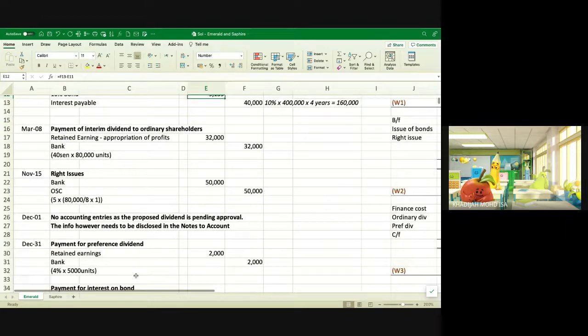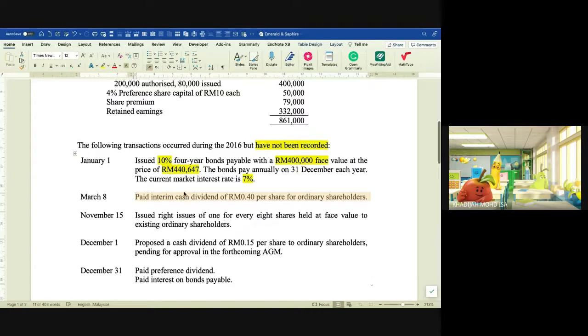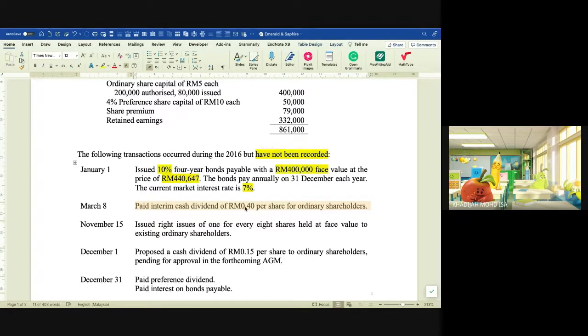Okay, let's move to the second one. This one is the one I do not know. March 8, you paid interim cash dividend of 40 cents per share for ordinary shares. Before you do your journal entries, you have to decide how much is the amount. What do you mean by you paid interim cash dividend? It means that you're going to credit your cash, debit your dividend. How much is 40 cents per share of ordinary shares?